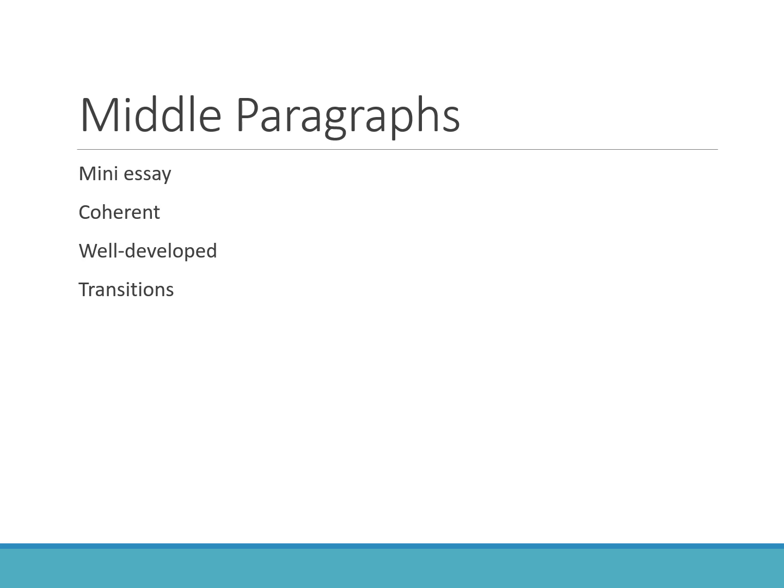The middle paragraphs of your essay should, as we said before, essentially be mini essays. They need beginning sentences, middle sentences, and end sentences. They should flow smoothly and cover everything in the topic sentence. They should be full and well developed with details, examples, explanations, and citations. And make sure that you have transitions in there. So you want to make sure that you're hooking your paragraph to your previous one.